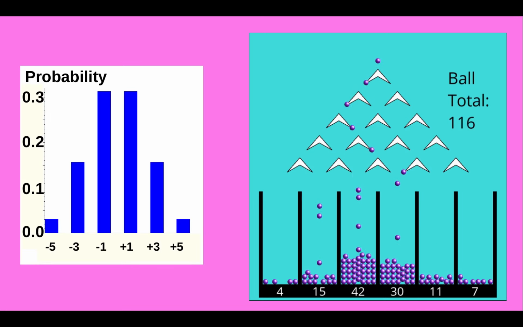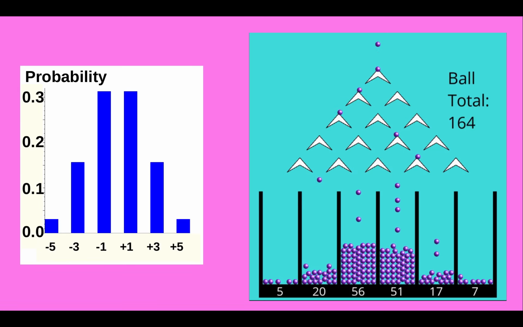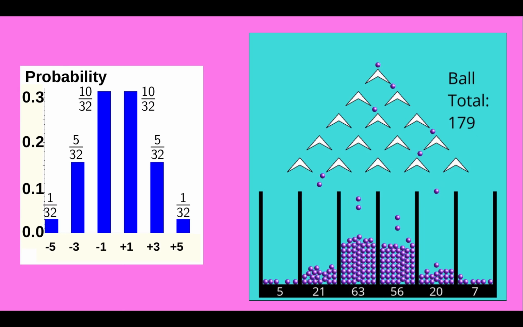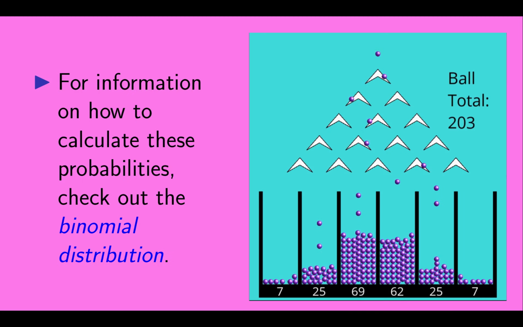So here is the probability of a ball ending up at each possible location. We said there were 32 possible paths, and the numbers of paths leading to the bins were 1, 5, 10, 10, 5, and 1, respectively. So the probabilities plotted here are 1/32, 5/32, 10/32, etc. We didn't go through explicitly how to calculate these probabilities, but if you want to know more, check out the binomial distribution.